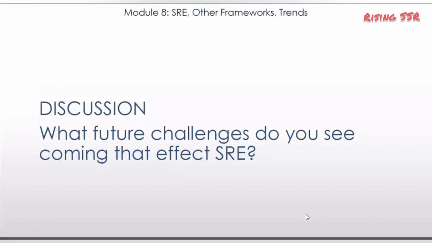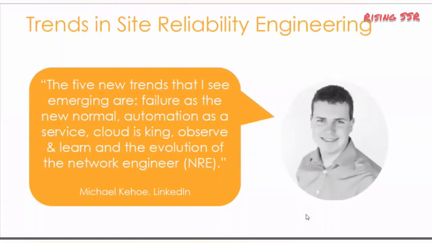Now, as I've been telling you, as we move on in the next 4 to 5 years, we can see there are certain new trends in site reliability engineering. Failure is going to be the new normal if we really embrace SRE in a positive way. Automation as a service, cloud is going to be the king, and observability is going to be the key. Last but not the least, the evolution of the network reliability engineer.